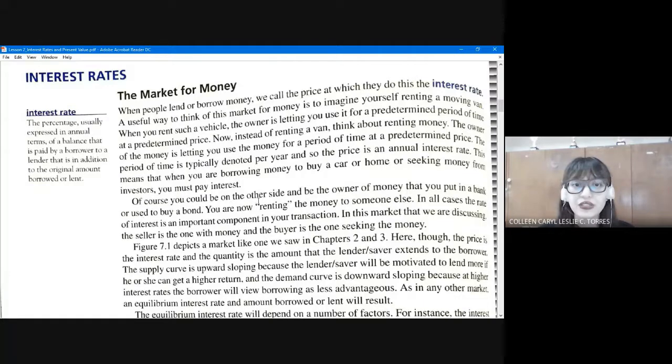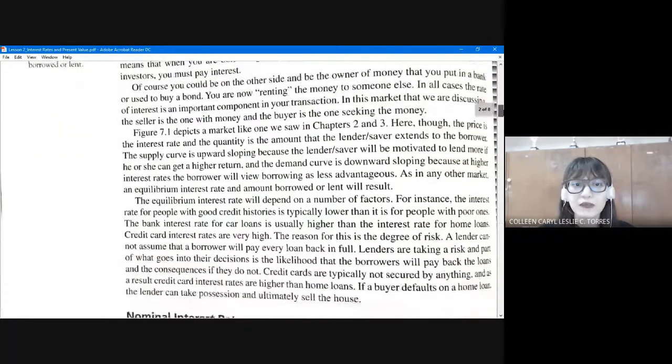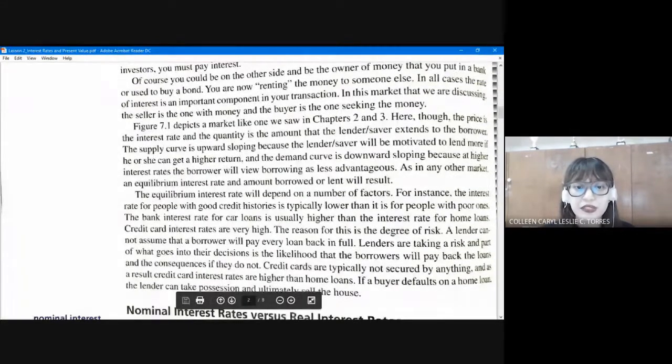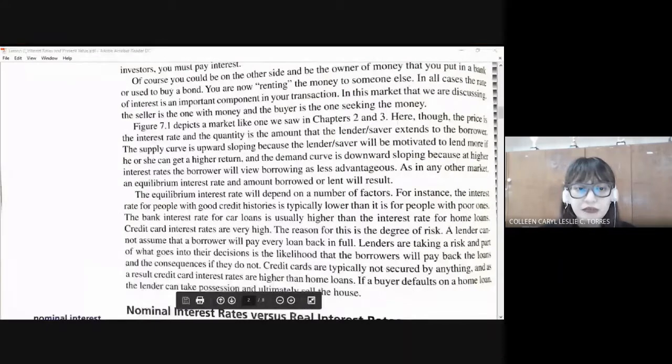Of course, you could be on the other side and be the owner of the money that you put in a bank or use to buy a bond. So you're now renting the money to someone else. In all cases, the rate of interest is an important component in your transaction. In this market that we're discussing, the seller is the one with money and the buyer is the one seeking the money.